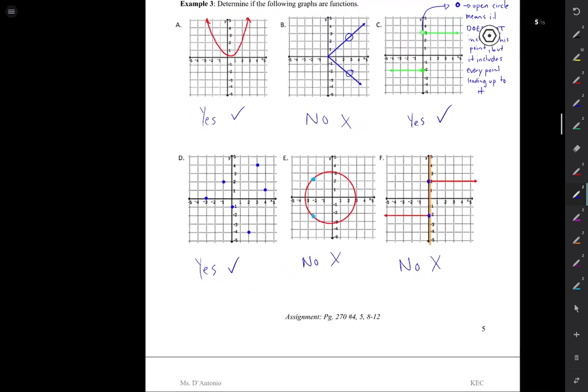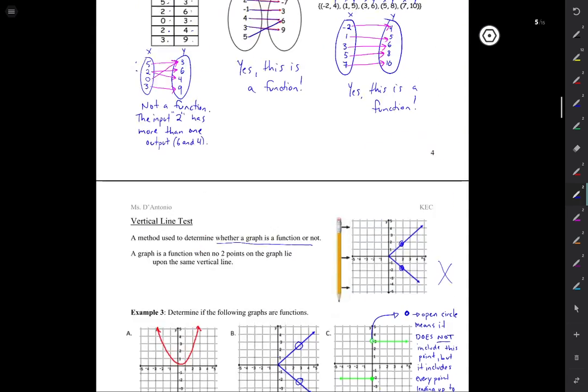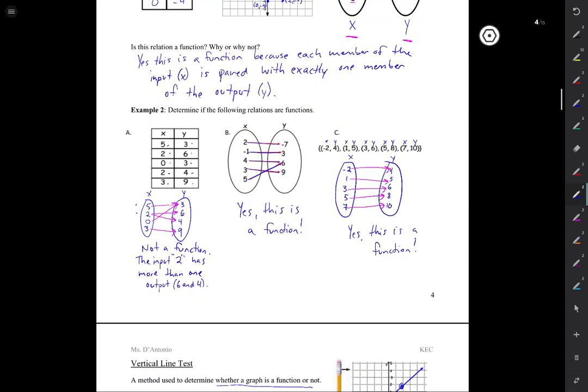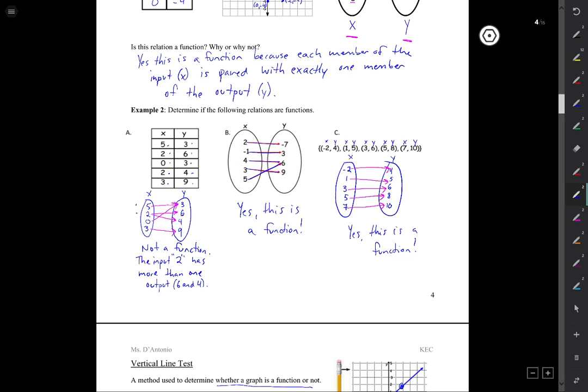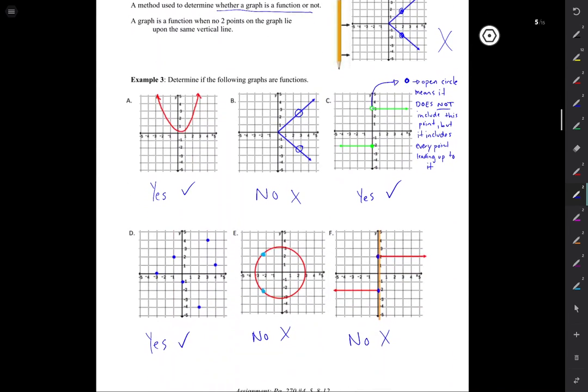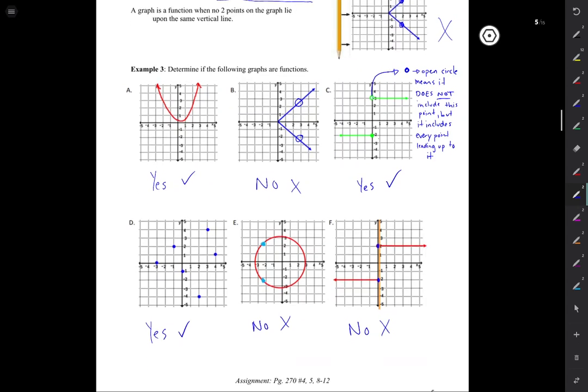So we looked at a few different ways to represent relations. We have graphs, we have tables, arrow diagrams, and then a set of ordered pairs. And we also looked at how to check whether a relation is a function or not.